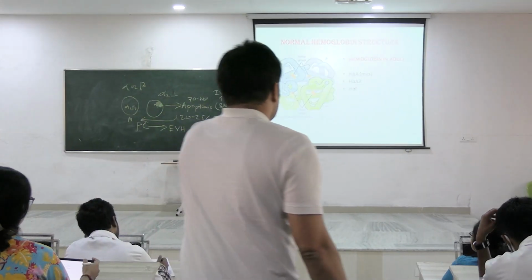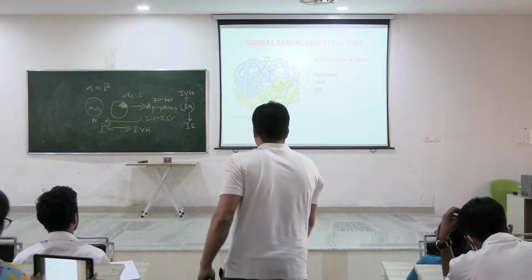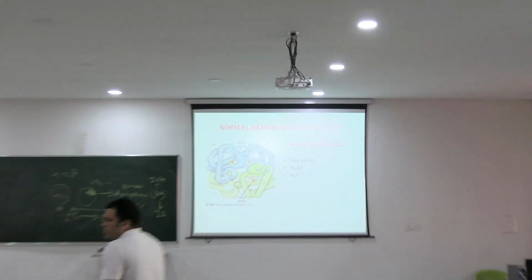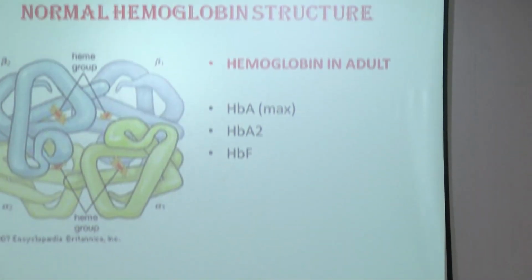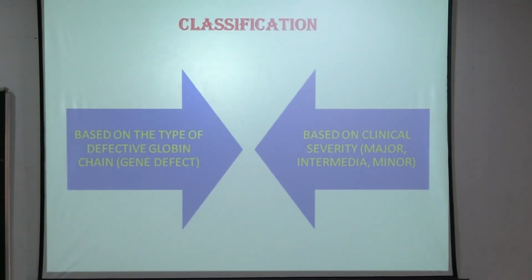Okay. So this is the normal hemoglobin structure which I have mentioned. Maximum is HbA. Other than that, we have little of HbA2 and HbF, fetal hemoglobin. Okay. So normal hemoglobin is HbA. So how do you classify thalassemia?